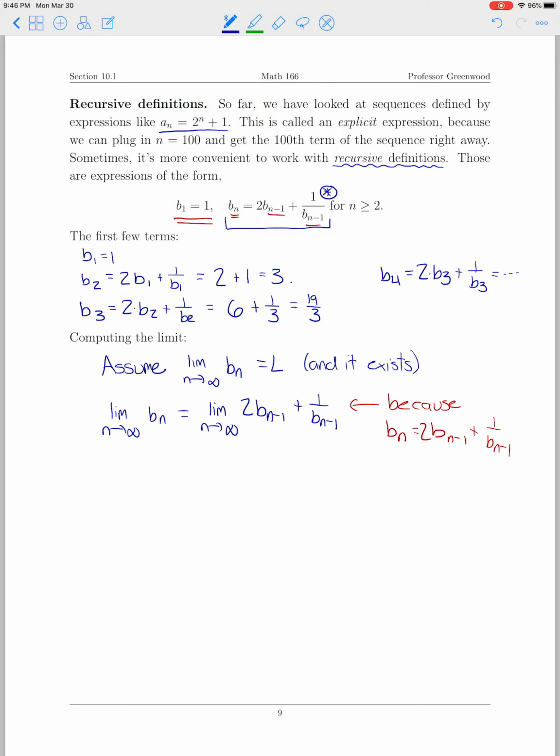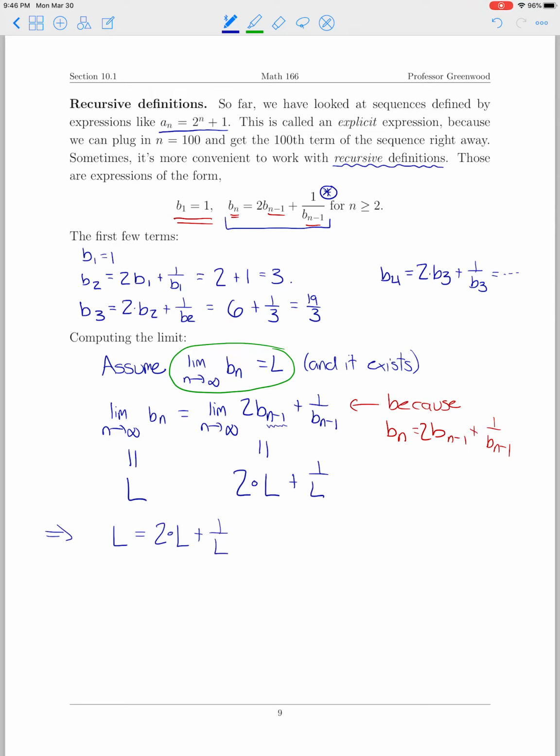Now I'm going to want to use this information that I just assumed, that this limit was equal to L. On the left side of the equation, that just becomes an L right away because that's the same expression. On the right side of the equation, the fact that each one of these terms has an n minus 1 in it doesn't make any difference when we take the limit as n goes to infinity. So the right-hand side is just going to be 2 times L plus 1 over L. That means we've shown that if the limit exists, then the limit L will have to be equal to 2 times itself plus 1 over L.